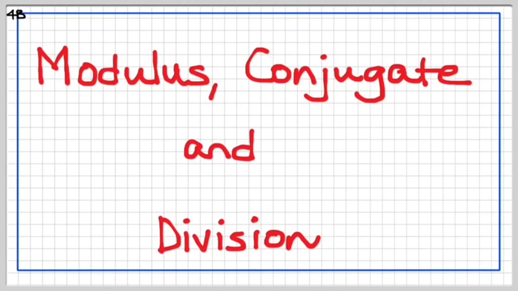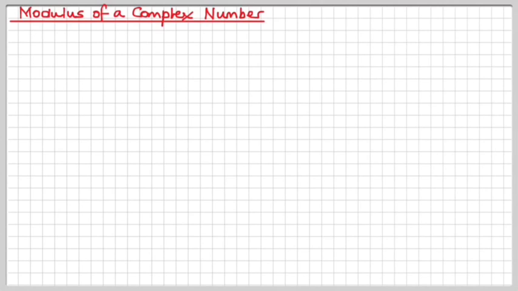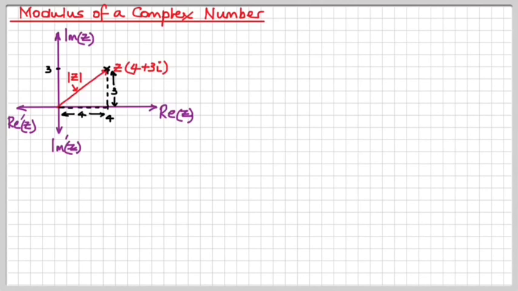Hello ladies and gentlemen, we're going to talk about modulus, the complex conjugate and division of complex numbers in this very interesting session. So let's make a start. First of all, let's talk about the modulus of a complex number.